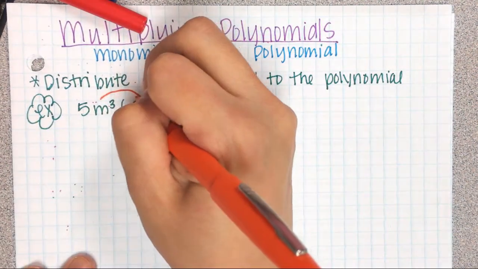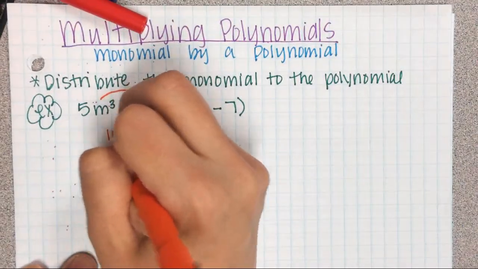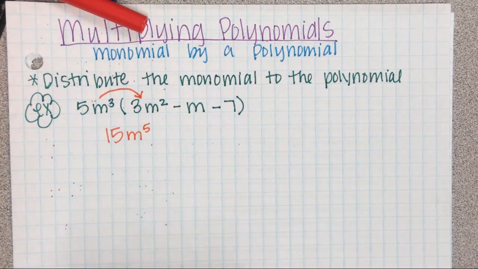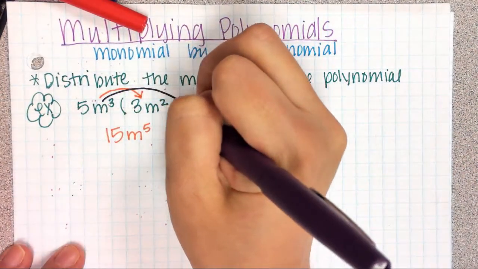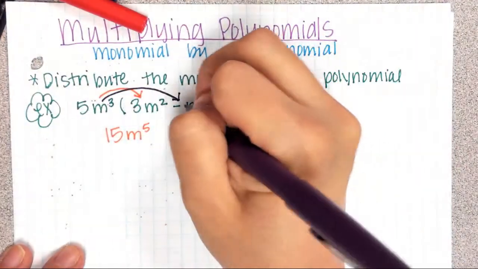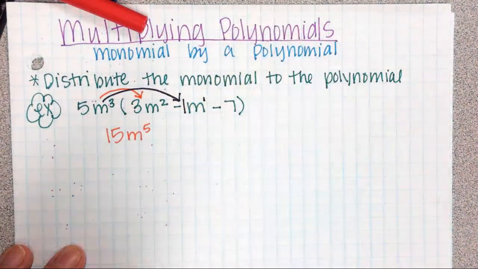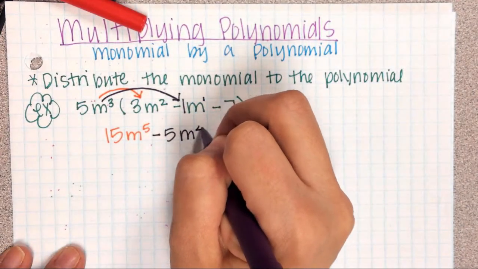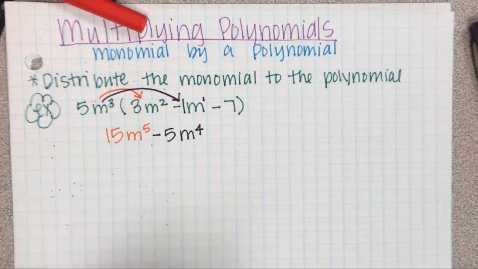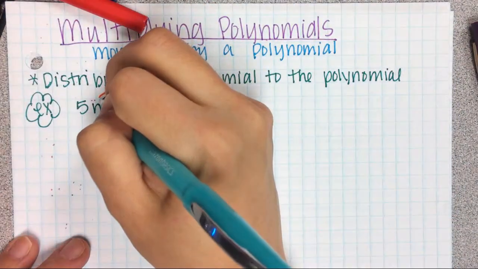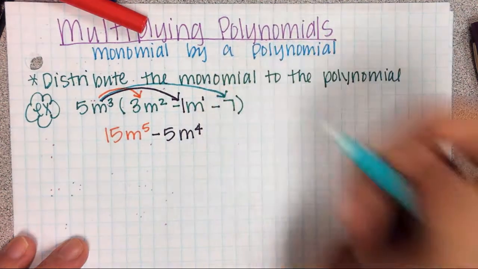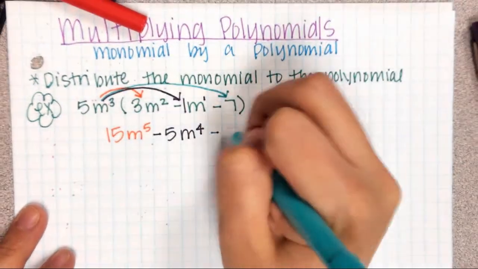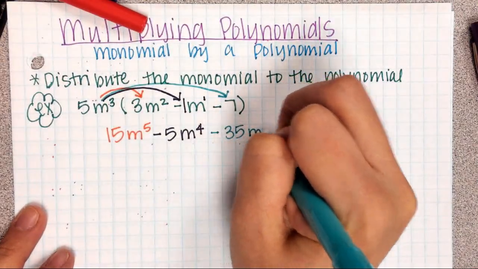So if I do 5m cubed times 3m squared, I'm going to get 15m to the 5th power. Look for any patterns you might notice. If I do 5m cubed times negative m squared, well, I know there's an imaginary one here and an imaginary one as an exponent, so I get negative 5m to the 4th power. And lastly, 5m cubed times negative 7, I get negative 35m cubed.